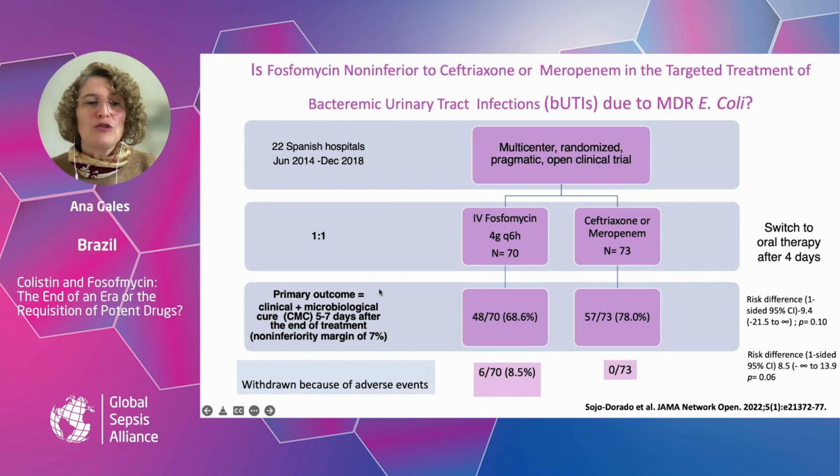The primary outcome was the combination of the clinical and microbiological course 5 to 7 days after the end of treatment, and they were expecting a non-inferiority margin of 7%. However, the fosfomycin response was 68.6% compared to 78%, and it did not reach the non-inferiority margin that they were expecting. So, in this study, fosfomycin did not show to be non-inferior to ceftriaxone and meropenem.